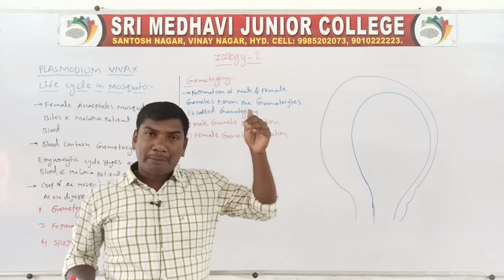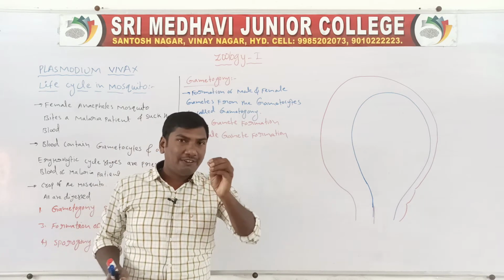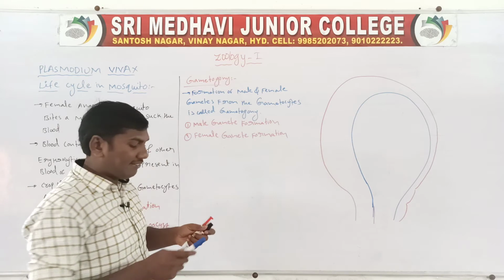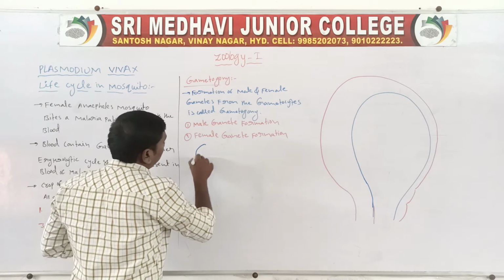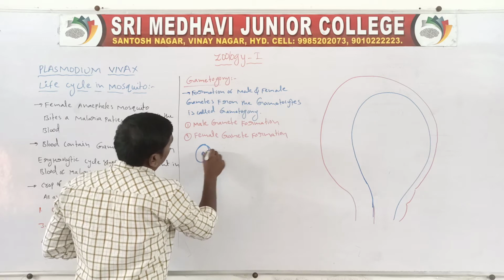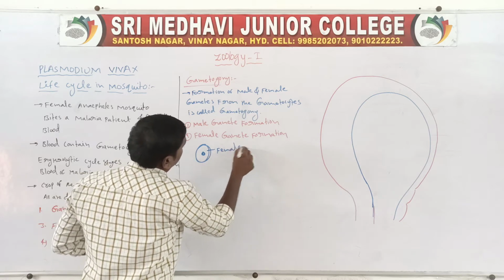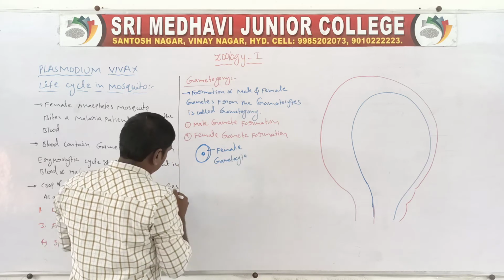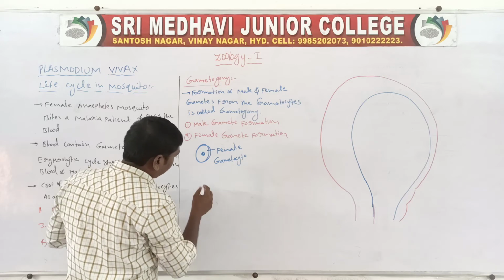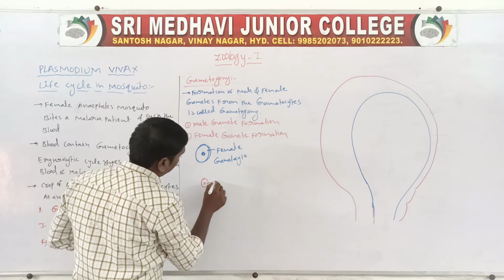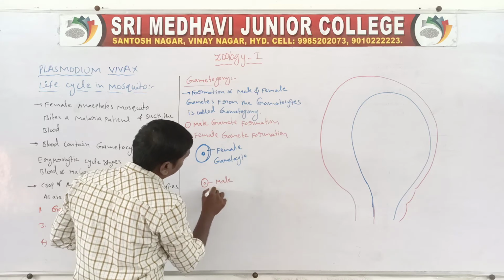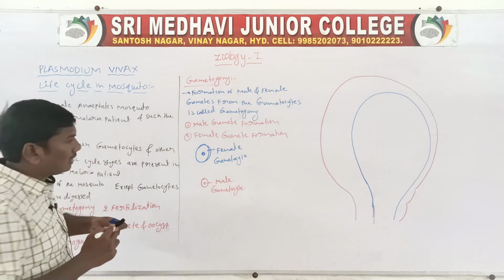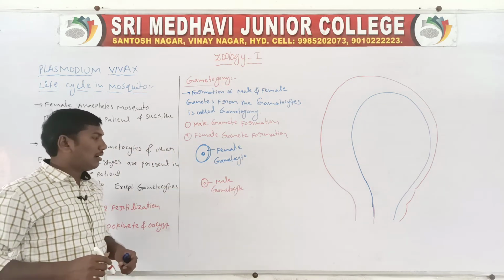In the man's cycle, the final step is the formation of gametocytes. Large size is called female gametocytes. Small size is called male gametocytes.